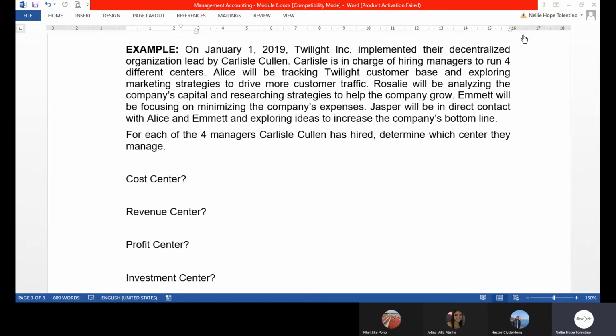Alright, do you have answers? Who's in charge of the cost center? Emmett, ma'am. Emmett. Try natin muna. Lagay natin siya. Revenue center. Alice. Alice. Profit. Rosalie. Rosalie. Who's in charge of the investment? Jasper. Jasper. Alright. So, who begs to disagree? Objections? Or ito na talaga yung answer?